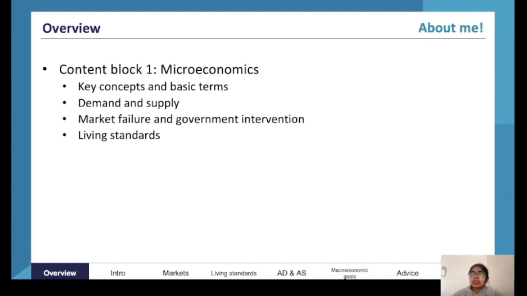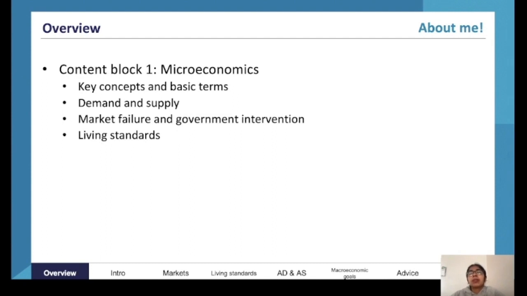We're going to talk about some key concepts, some basic terms, scarcity being one of the most important concepts that pretty much underpins the whole of economics. We'll also talk about opportunity costs, trade-offs, and how decisions are made. We'll talk about demand and supply on the microeconomic level, how they change, how they shift, how they expand or contract, depending on market conditions.